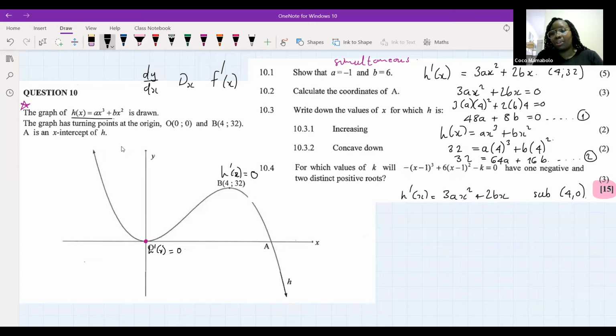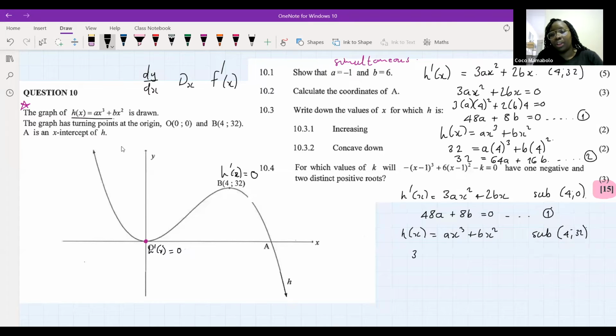Okay, so I now know that if I put in the value for x, I'm going to get 48a plus 8b is equal to 0, equation 1. Right, then I'm going to use my original h of x is equal to ax cubed plus bx squared, and I'm going to sub in the point that I have on the graph, which is 4 and 32. Those are the 2 points I'm going to sub in.